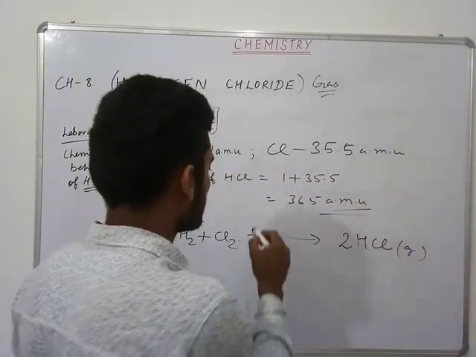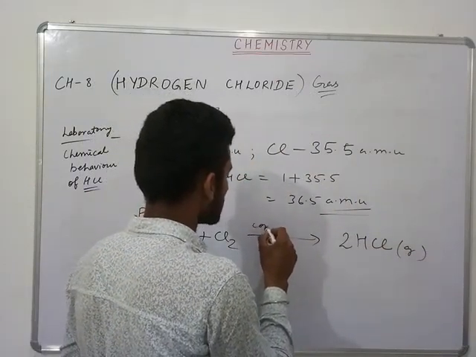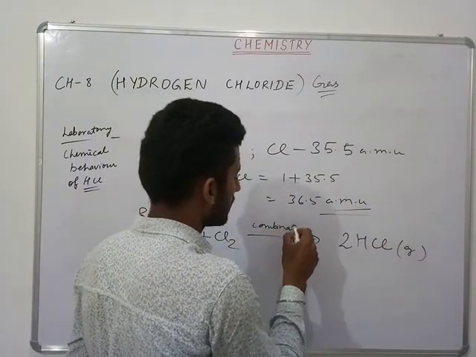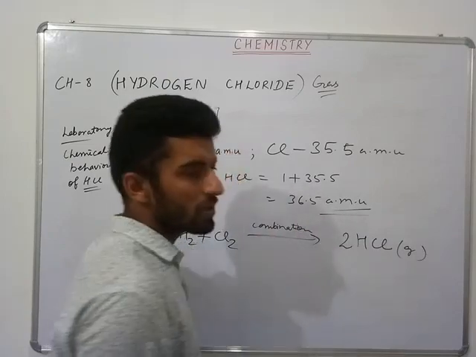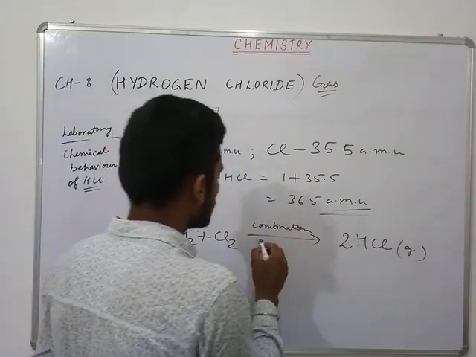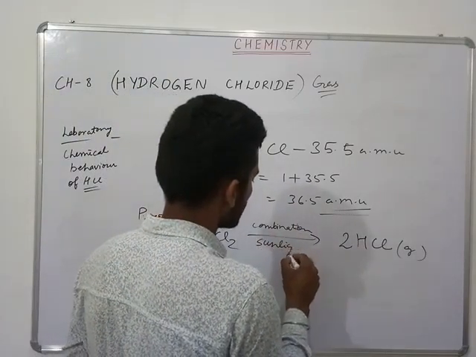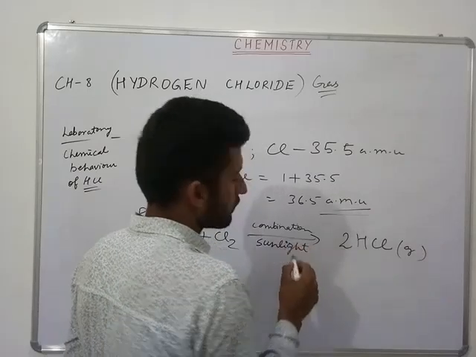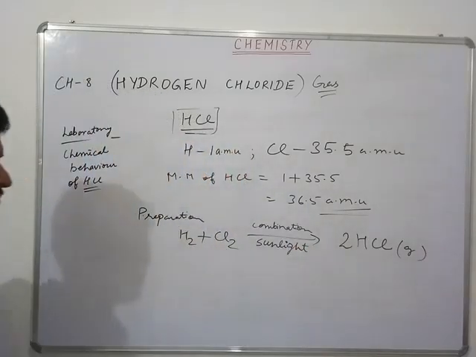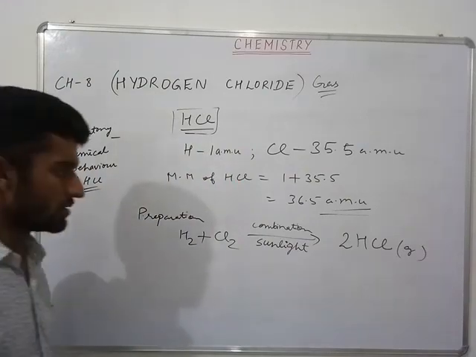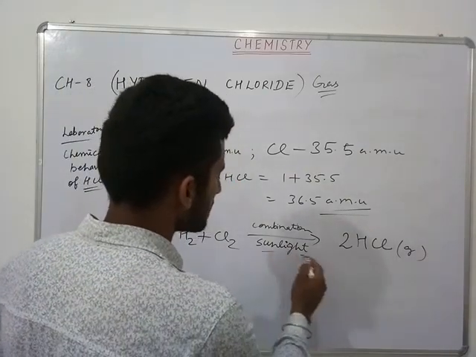This is the method of direct combination, but as this reaction takes place only in the presence of sunlight, this reaction is also known as photochemical combination. Photochemical combination. Clear? A reaction taking place in the presence of sunlight.